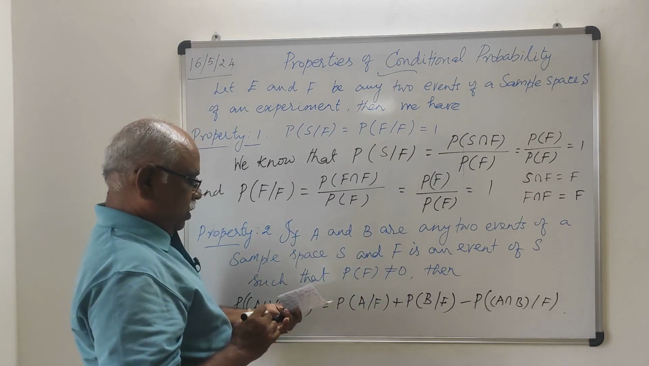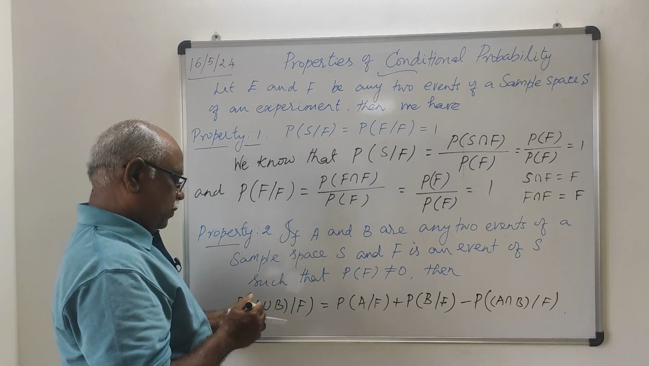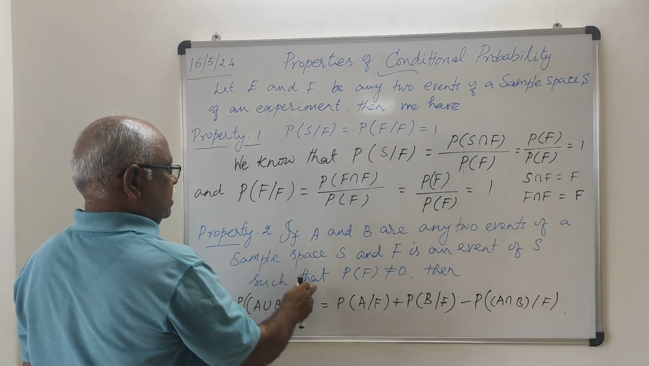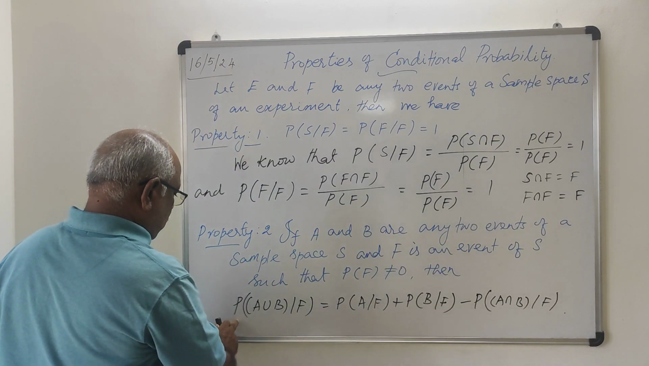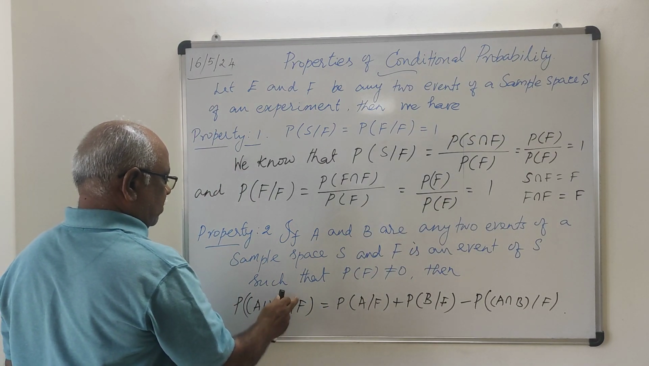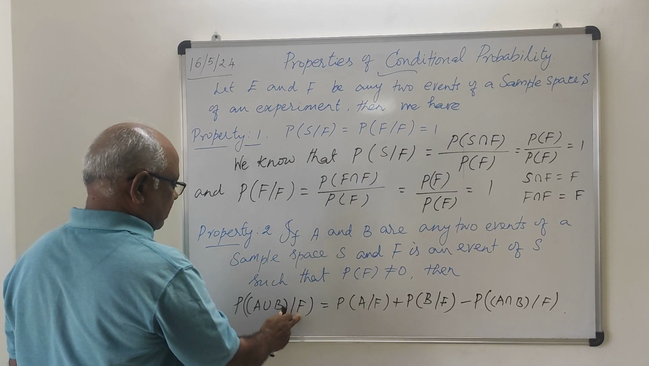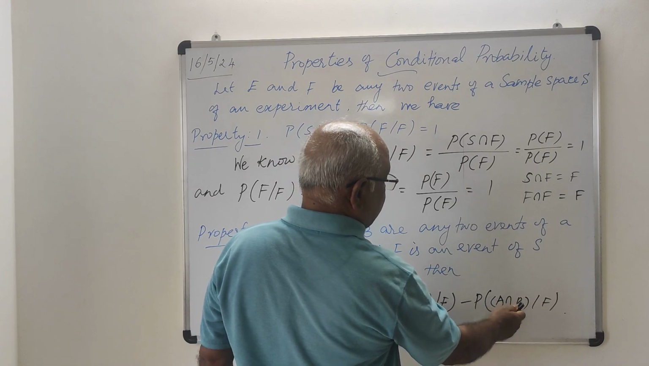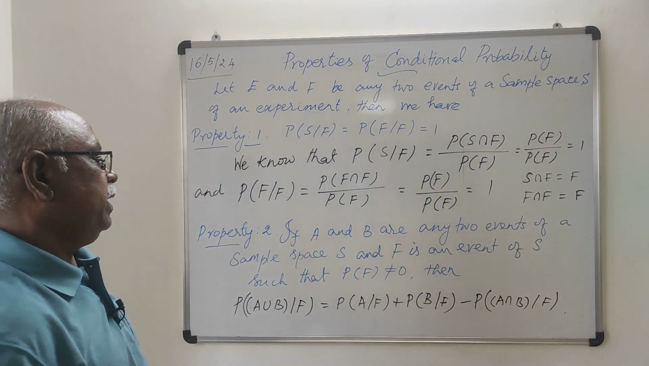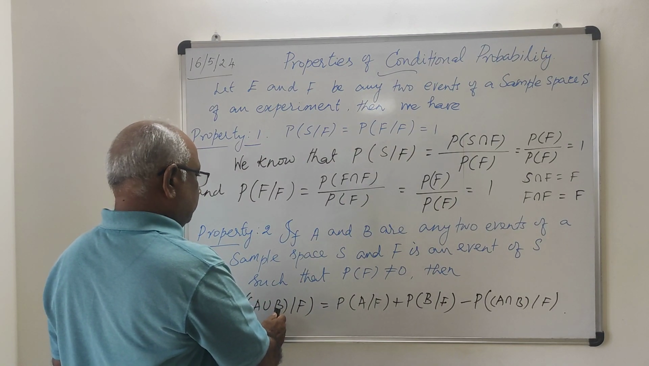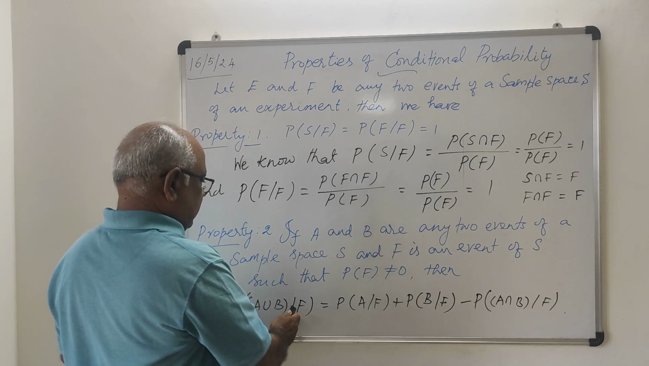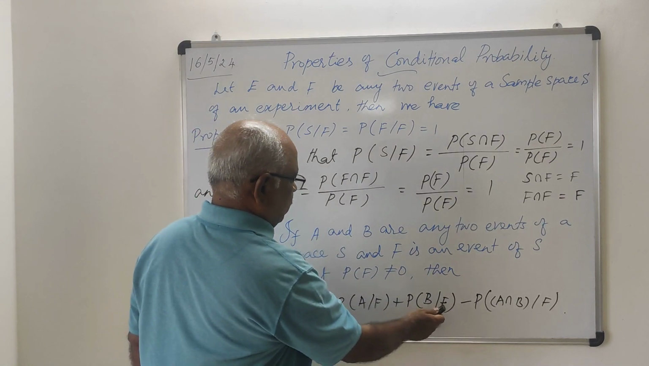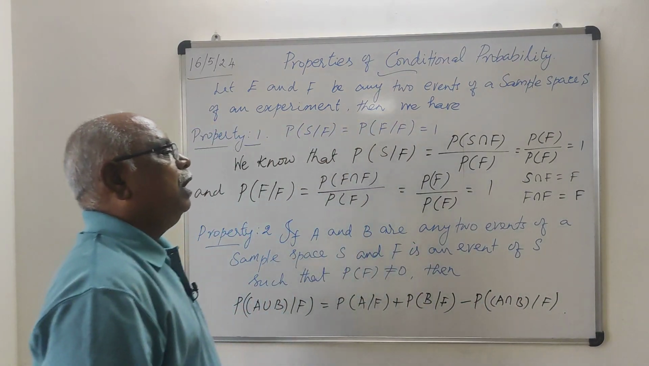Now, property 2. If A and B are any two events of a sample space S, and F is an event on S such that P of F is not equal to 0, then the probability of the event A union B, given that the event F has already occurred, that is P of A union B slash F, is equal to P of A slash F plus P of B slash F minus P of A intersection B slash F. That's the second property.